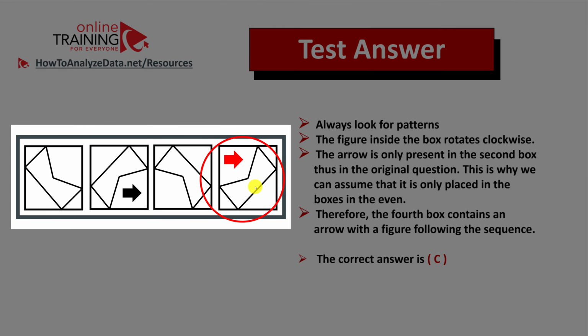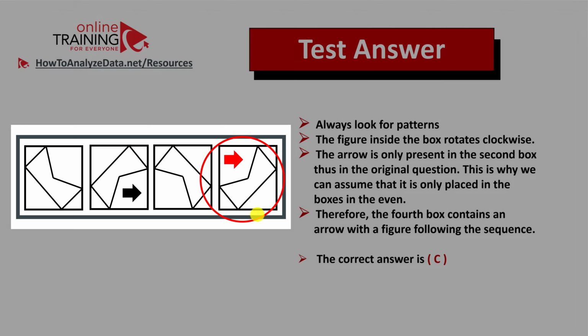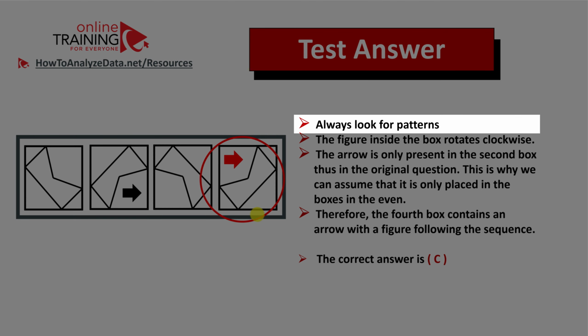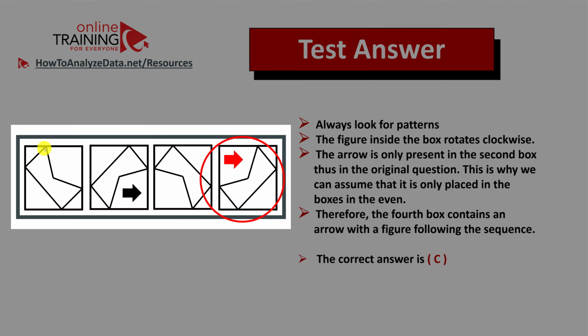And here's the answer. The 4th box in the sequence is now populated. But let's go through the logic and rationale so you would know how to answer similar questions in the test. Number 1 tip, and always a tip, is always look for patterns. So what you see is that the figure inside rotates clockwise.